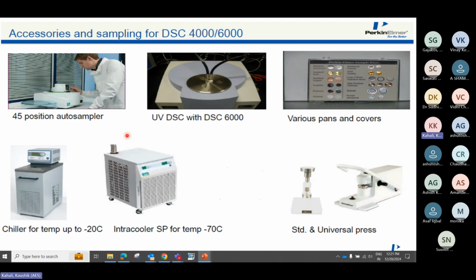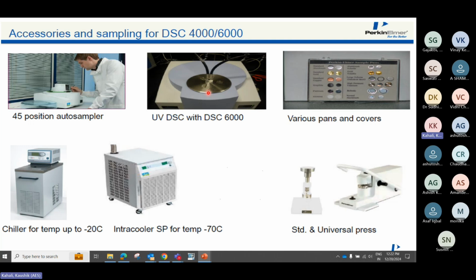So these are the different accessories and sampling options available for our DSC 4000 and 6000, with the 45-position autosampler, which is already there in your system. And in this UV DSC, this is another hyphenation where UV curing is done, and then that is measured by the DSC. So that is possible with DSC 6000.